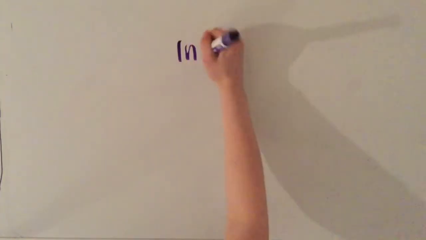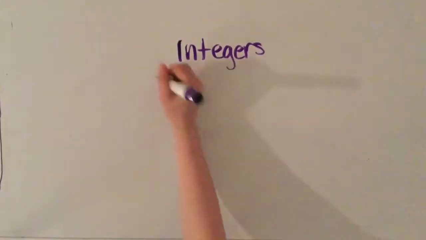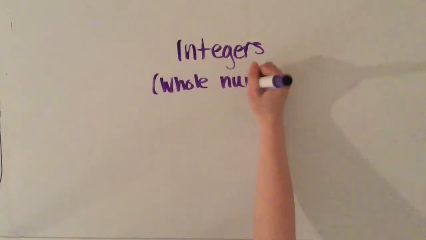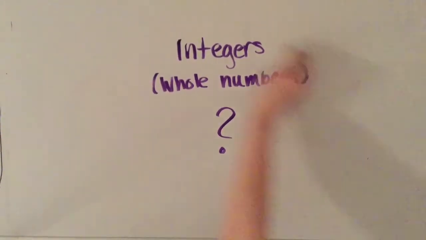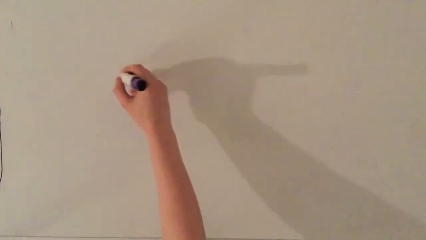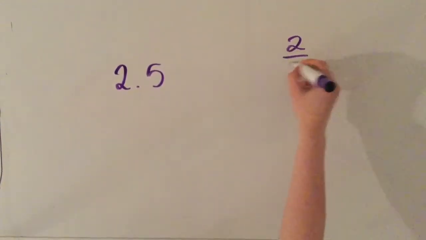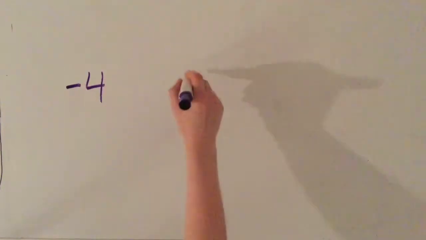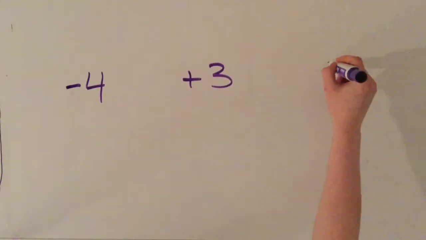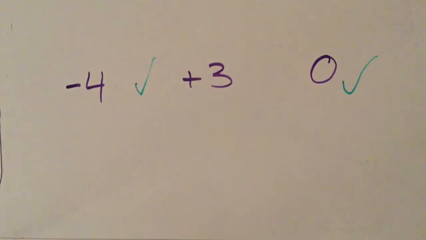Everyone, today I'm going to teach you about integers, or whole numbers. First, we need to answer the question, what is an integer? Well, an integer is simply a number that has no decimals or fractions, hence the name whole number. Integers can be positive or they can be negative numbers. 0 would also be considered an integer.